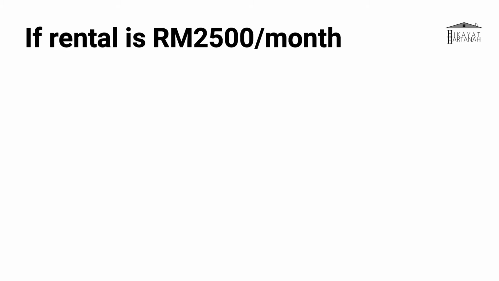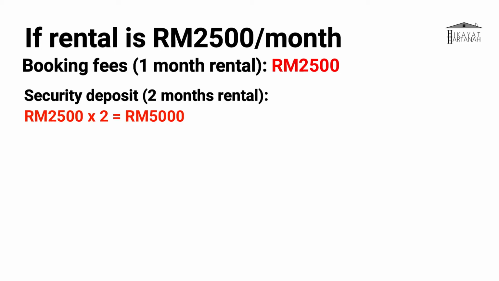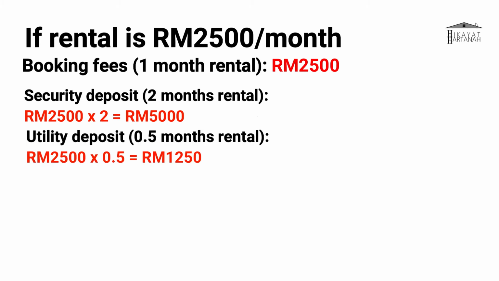Some examples. In this example, I am going to use a rental amount of 2,500 per month to illustrate what I've shared earlier. First off, we have the booking fee of 1 month rental, which is 2,500. Next, we have the security deposit of 2 months rental. 2,500 times 2 will be 5,000. Next, we have the utility deposit of half month rental. 2,500 times 0.5, 50%, is equivalent to 1,250.